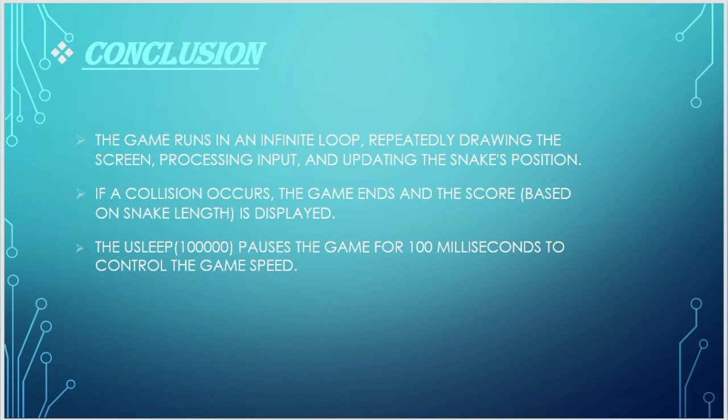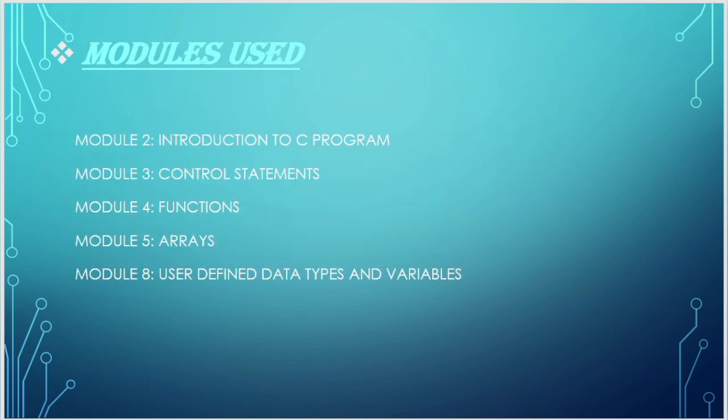The conclusions of this program: first, the game runs in an infinite loop, repeatedly drawing the screen, processing input, and updating the snake's position. The second is that if a collision occurs, the game ends and the score based on snake length is displayed. The third is the use of usleep, which pauses the game for 10 milliseconds to control the game speed. We invite Archit Johri to explain the modules used.